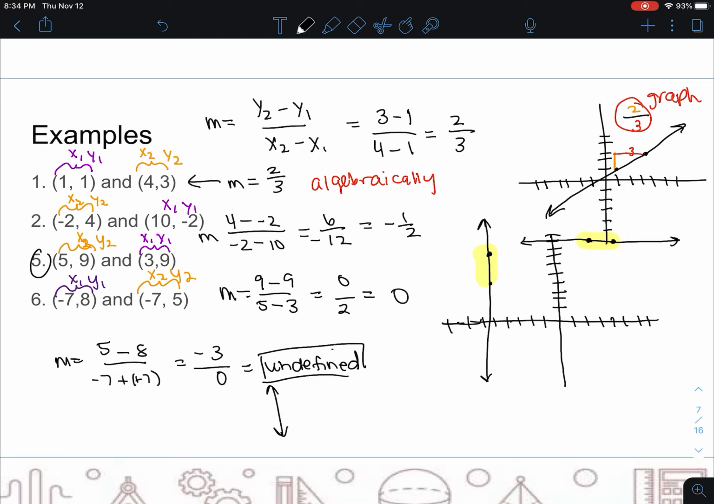So now I want you to continue doing the examples 7 to 10.